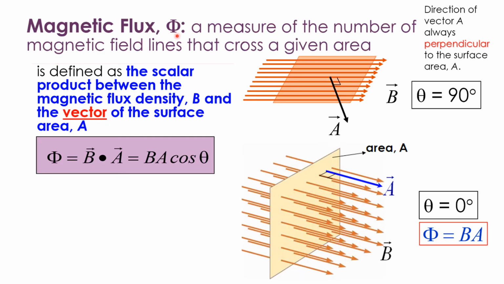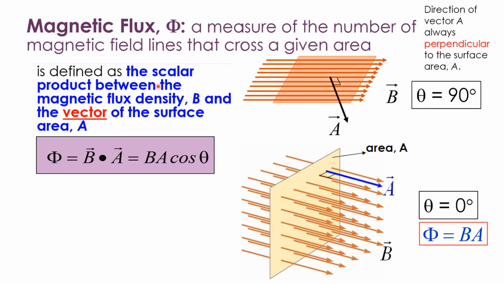Magnetic flux is represented by phi. A measure of the number of magnetic field lines that cross a given area is known as magnetic flux. Here we have a plane and magnetic field lines are passing through this plane. Only those field lines which are passing through this plane count as magnetic flux.